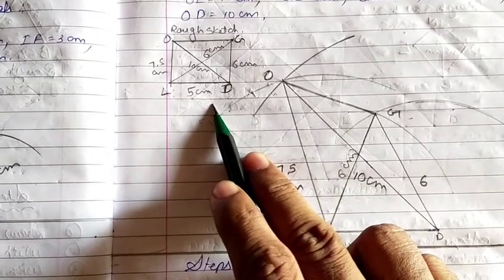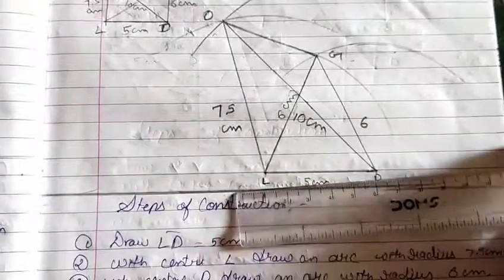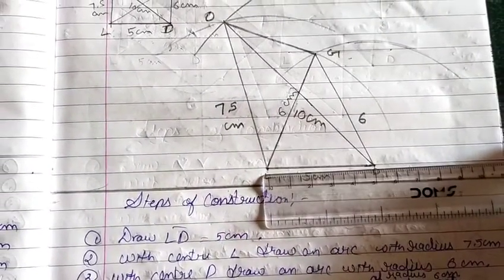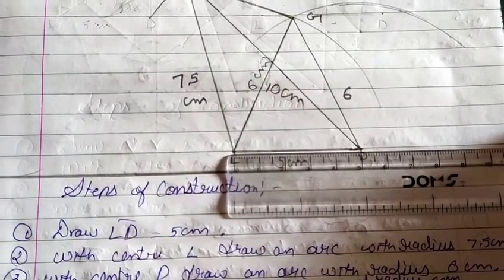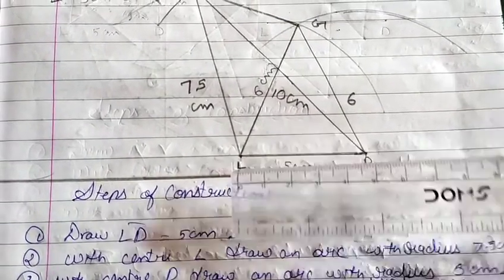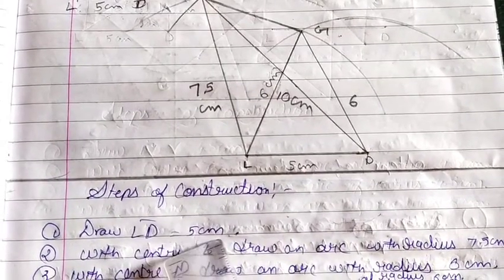You have to construct this base first, of 5 centimeter. It's very easy. Draw one line segment of 5 centimeter and write it over here: draw line segment LD of 5 centimeter.